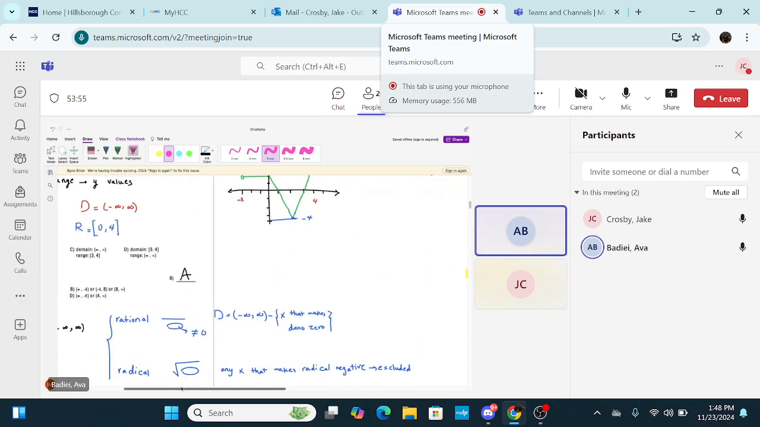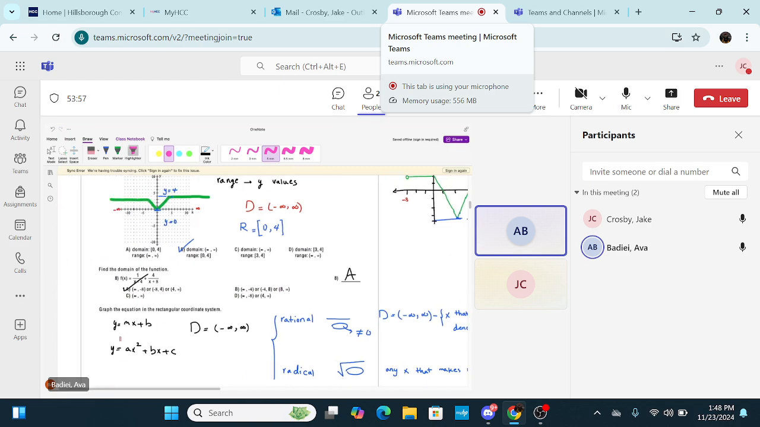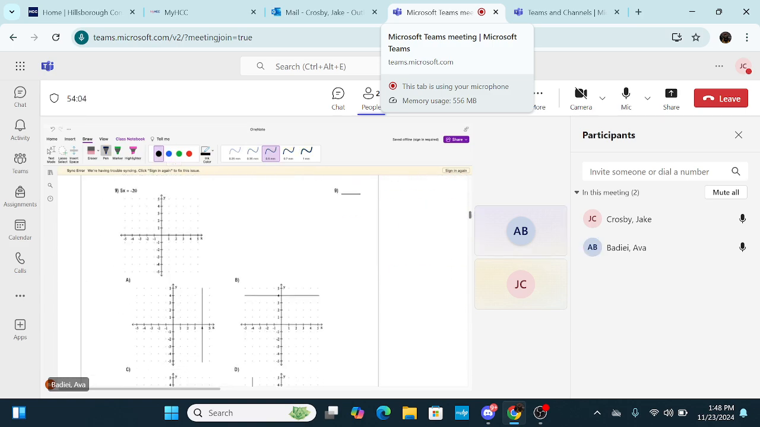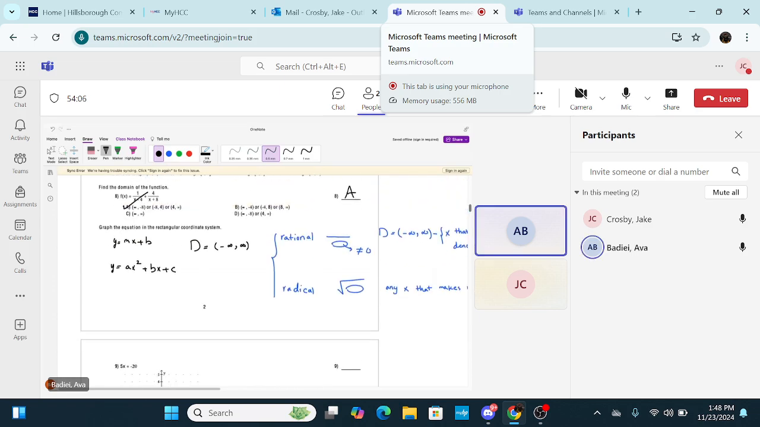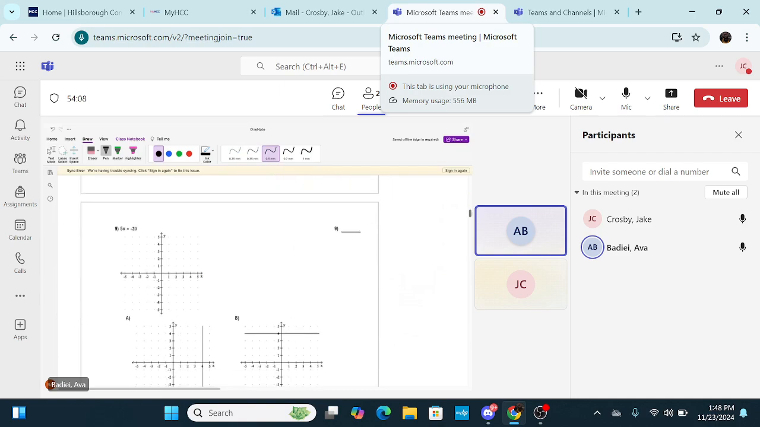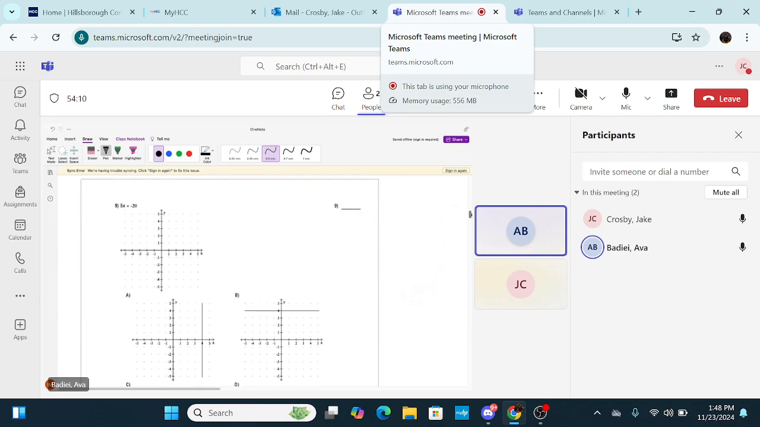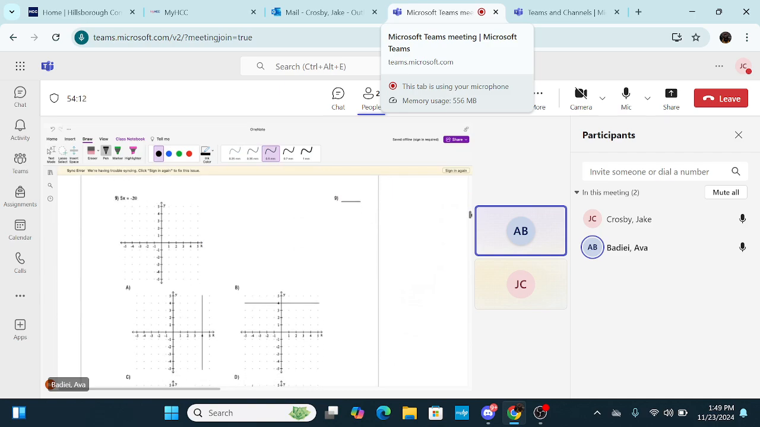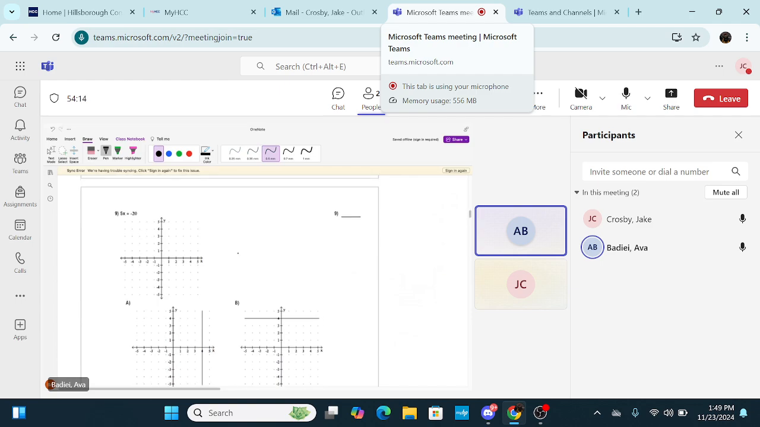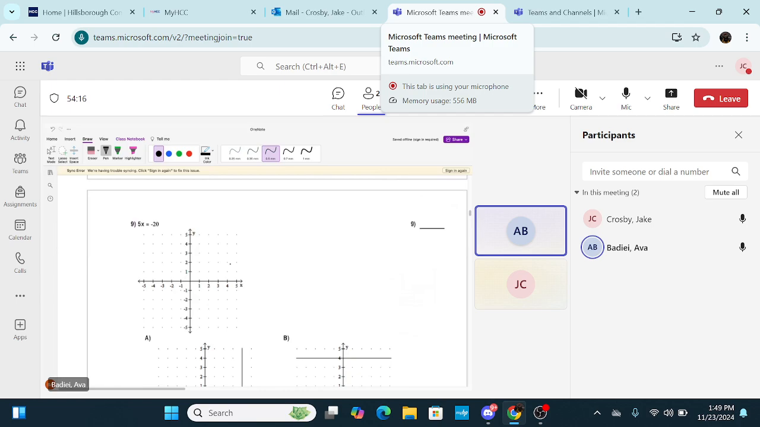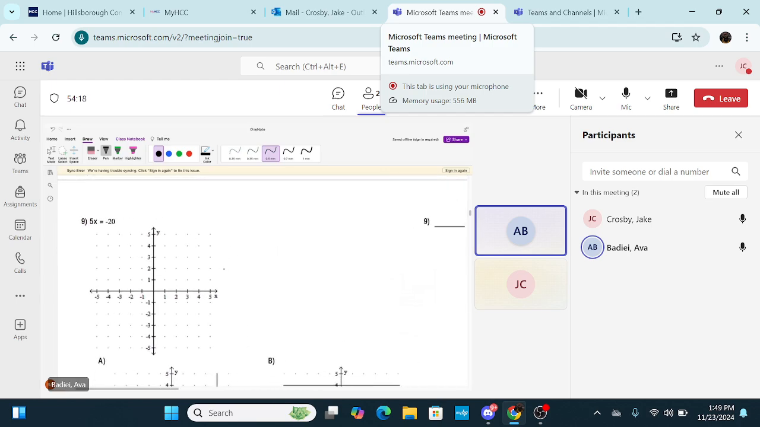All right, let's go and see. Maybe we can cover 1 or 2 more questions. All right, it says graph the equations in the system. Do you want to do some graphing? Yeah. All right, so let's go here for 5x equals negative 20.